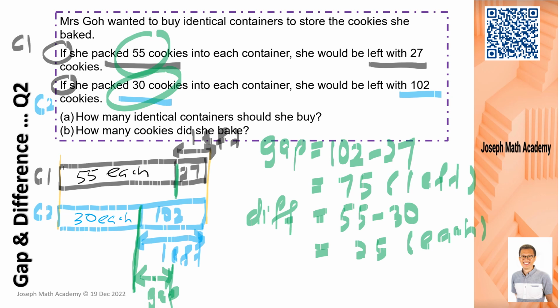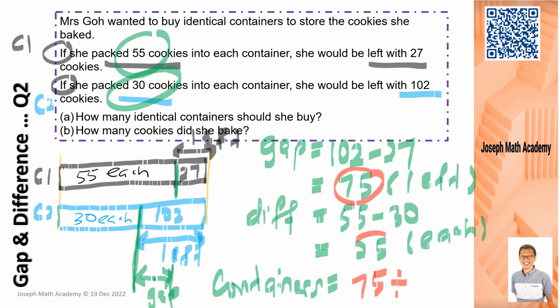Now, the number of containers, very easy already. We take gap, divide by difference. And we obtained 3. So, Mrs. Goh should buy 3 identical containers. Okay, so A is completed.